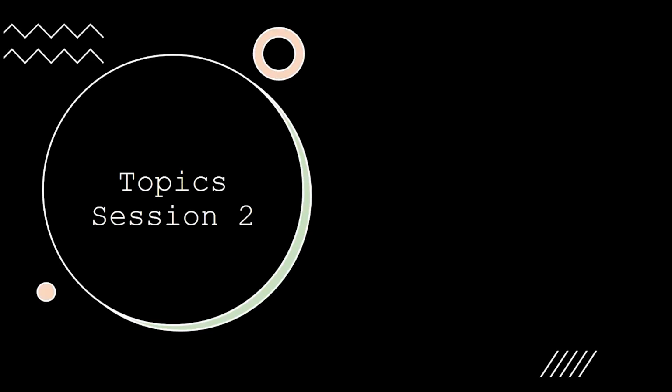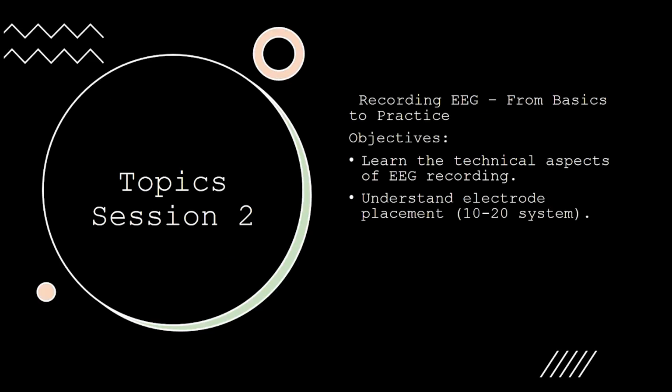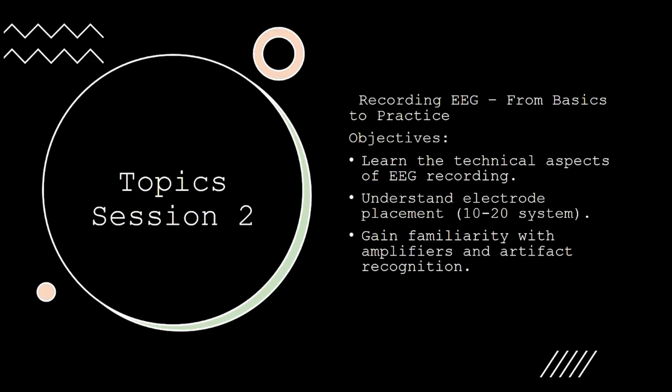So let's just jump right in. The topics for today: we're going to learn some technical aspects of the recording. Please excuse me, everything is rearranged from the writings, but I hope you're still going to see it. We're going to understand the electrode placement system called the 10-10 or 10-20 system. We're going to gain familiarity with the amplifiers and with some very important aspects of EEG recording, namely artifact recognition. So we're going to show you some examples of artifacts that all of you should know if you are going to read some EEGs.